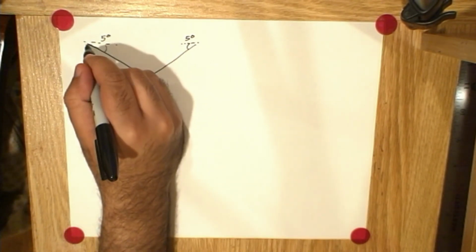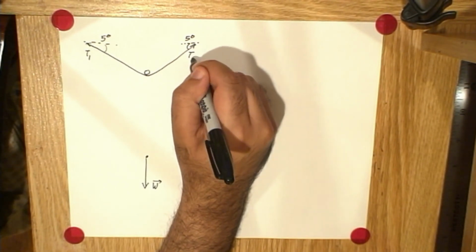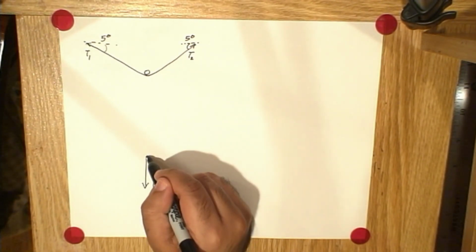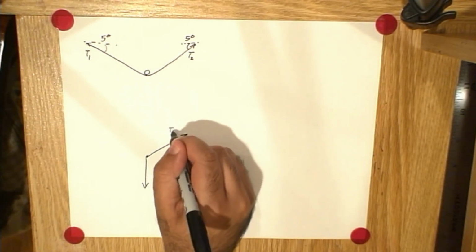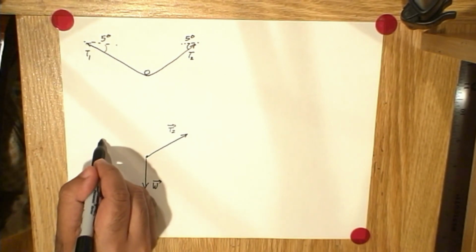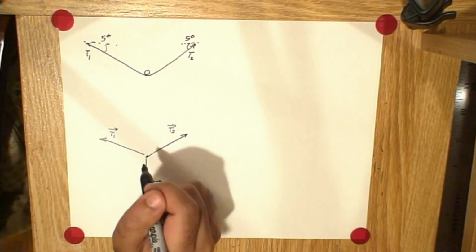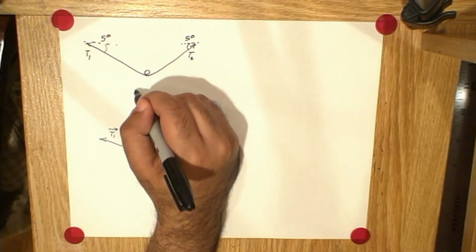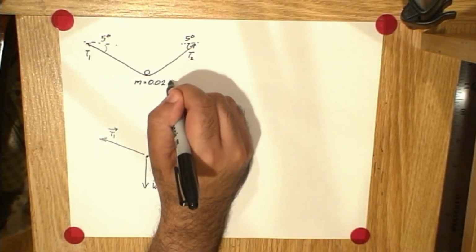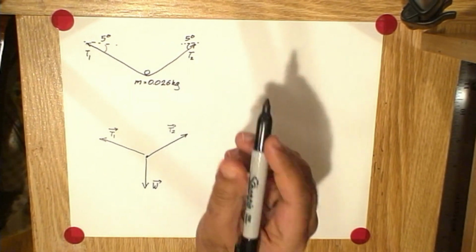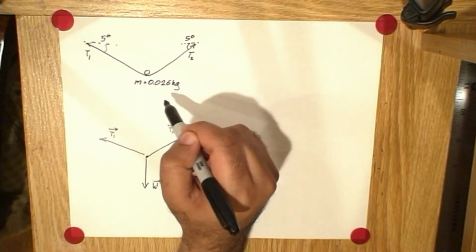So let's say that I call this tension 1, the left wire, and this one tension 2, the right wire. So the bird is supported on the right by tension 2, and on the left by tension 1. Now, one thing to be careful of is that the mass of the bird was 0.026 kilograms. They told you 26 grams, but we do all our calculations in kilograms, so we have to divide by 1,000 to get the right mass.